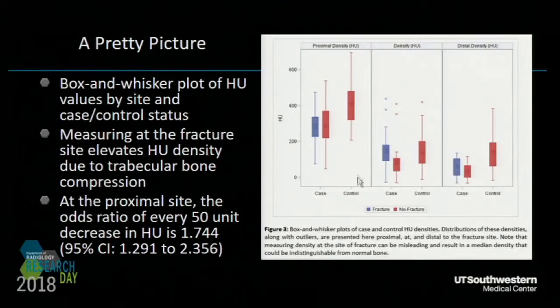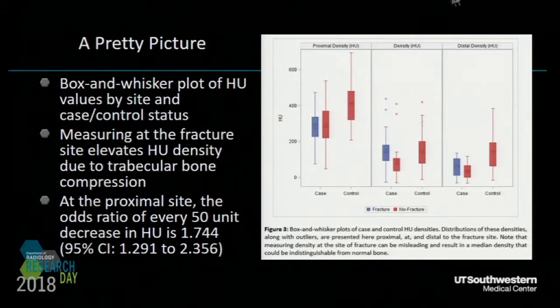I think this is a little bit more intuitive, though, in this box and whisker plot, which shows the results of the Hounsfield distribution. So you can see these blue bars here. They correspond to the mean Hounsfield unit density on the fracture side. So this is proximal, at, and distal. We also have numbers for the contralateral side, proximal, at, and distal, as well as in the control patients.